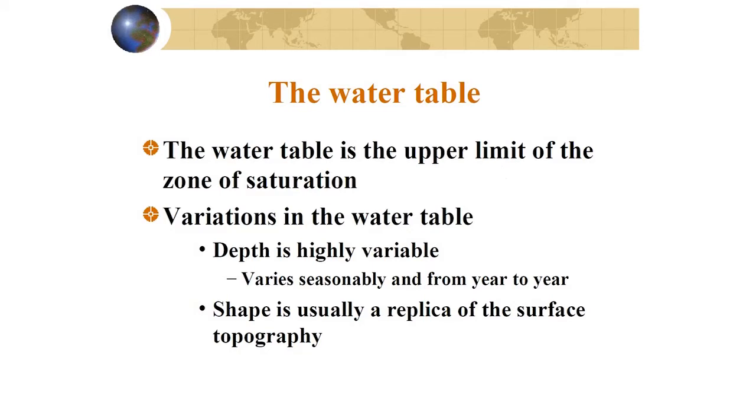Variations in the water table will be there. The depth is highly variable, and we say that the water table is a replica of topography. When the topography is high, the water table will also be high, and when it goes down, the water table goes down; normally it follows the topography. That is why we say the water table is a replica of topography.